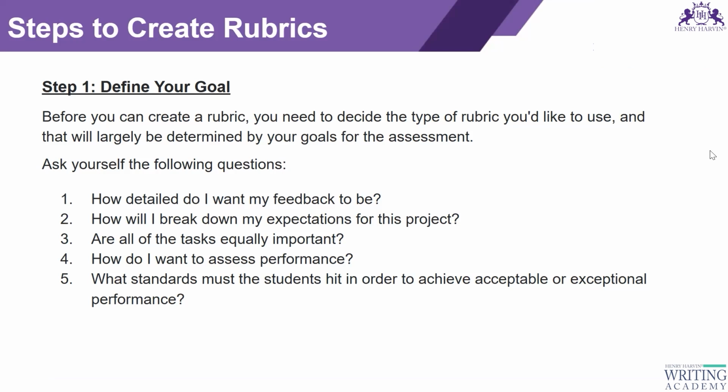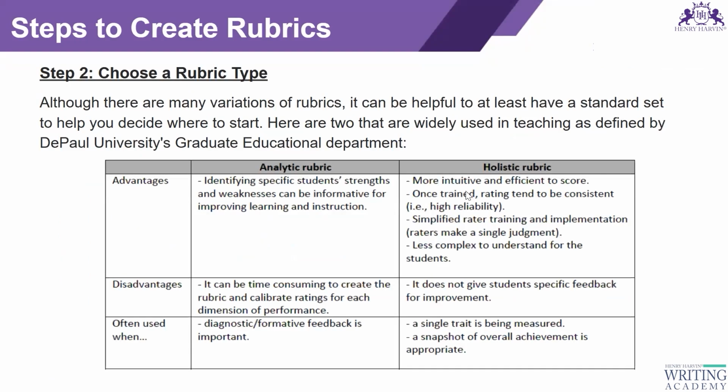So how will I break down my expectations for this project? Are all of the tasks equally important? How do I want to assess performance, as I've just explained? Okay, basis on that, the rubrics gets created. So there are two kinds of rubrics. One is analytic rubric, one is holistic rubric.